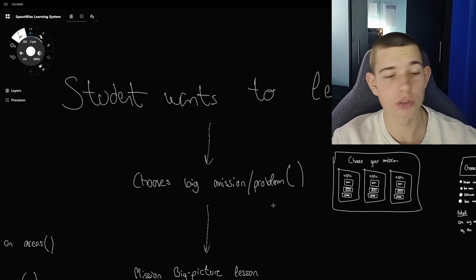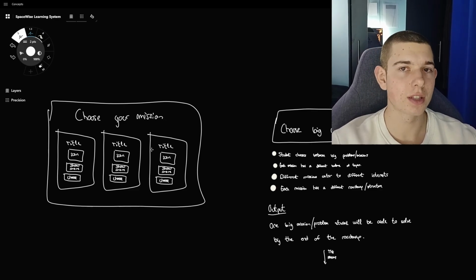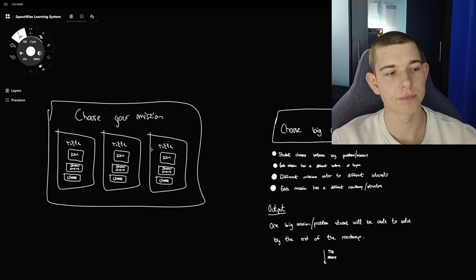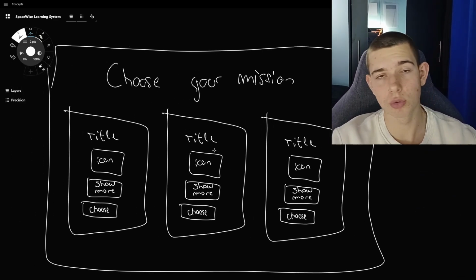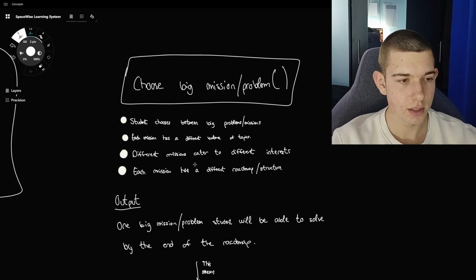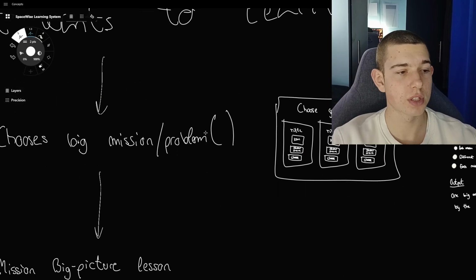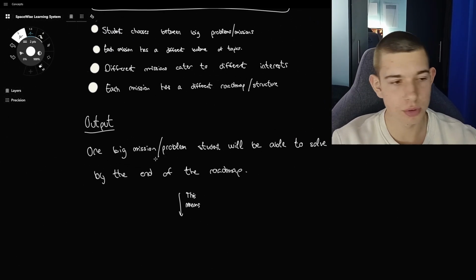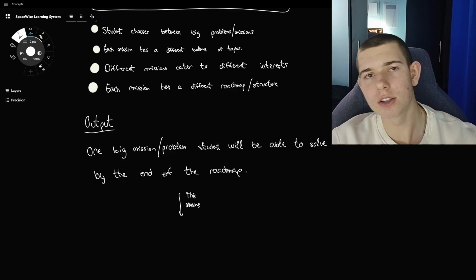choose a big mission or a problem. Now, this mission will dictate the prerequisites, the skills, the knowledge that the student is going to learn first. So, for example, going to the moon is going to have a different set of skills than going to Mars, and it will be in a different sequence of modules. And here we have some details about this process, and here we have the output, which will be one big mission or problem that the student will be able to solve by the end of the roadmap.